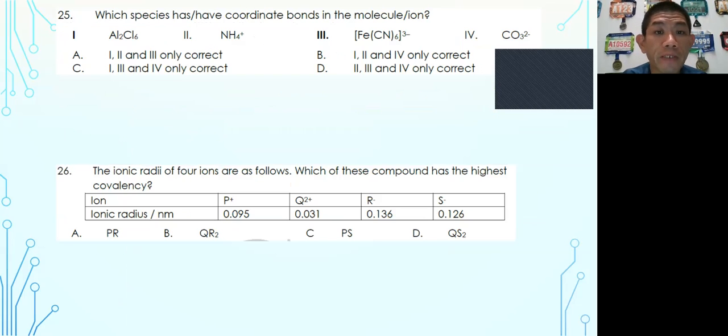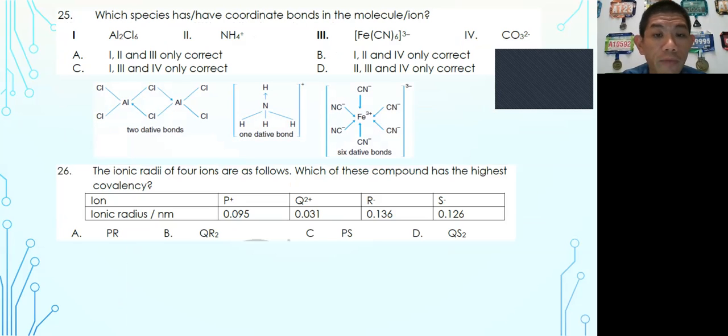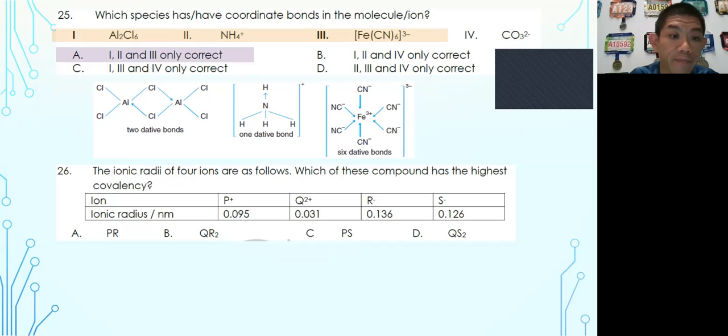Number 25. Which species has coordinate bond in their molecule? I've already illustrated some of the examples just now. This is how aluminium chloride, ammonia, and also Fe(CN)6 2 minus look like. So very obviously it is 1, 2, and 3, and the answer is A.